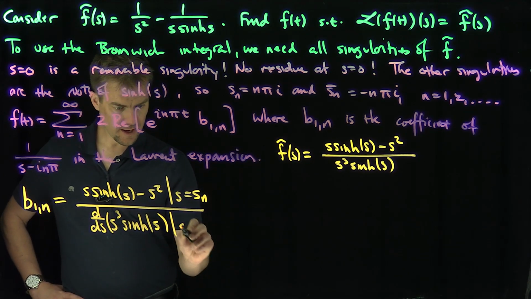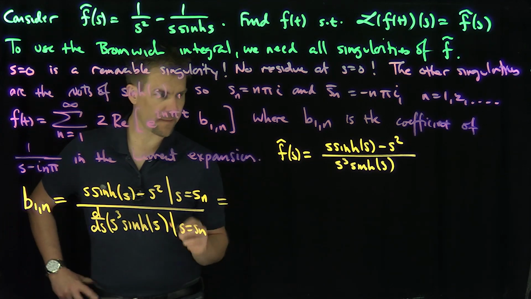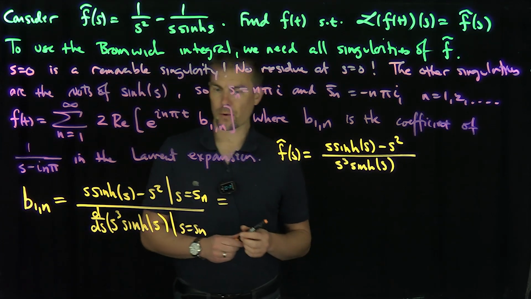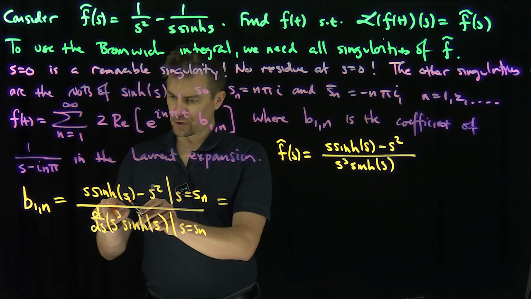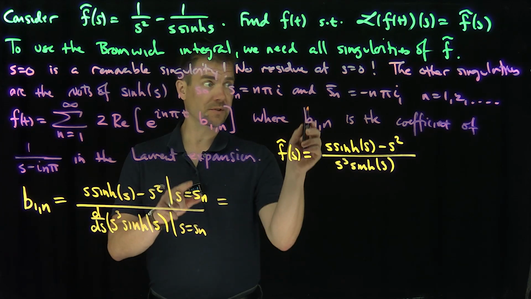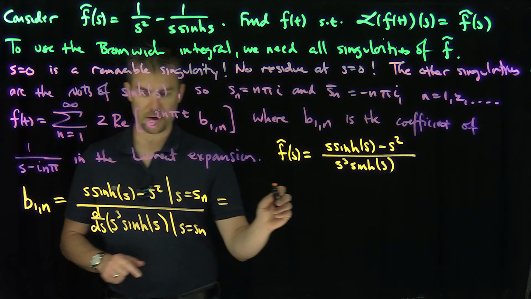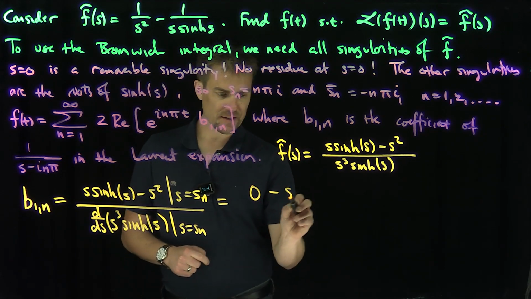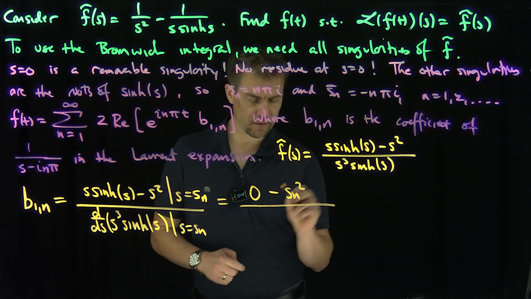At s equals Sn. So let's do that. Let's figure out what this is going to give us over here. So of course, if I plug the Sn into the sinh over here, they're going to vanish because those are the roots of sinh, right? So those are the roots of sinh, so those terms are going to be gone. So we're going to have 0 minus Sn squared, all divided by what?